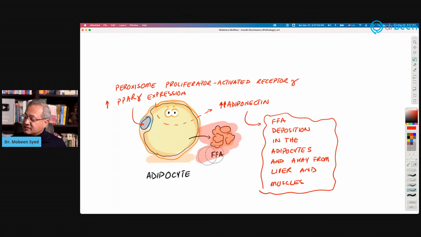So when free fatty acids are less, and this gene is open for PPAR gamma, then adipocytes make more adiponectin, and more adiponectin will cause the free fatty acids to be taken up by adipocytes. These free fatty acids would not go to the liver and other tissues and cause issues. Good. So more energy has caused all of this destruction.